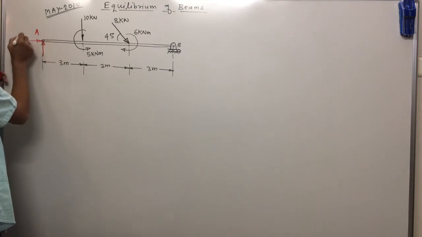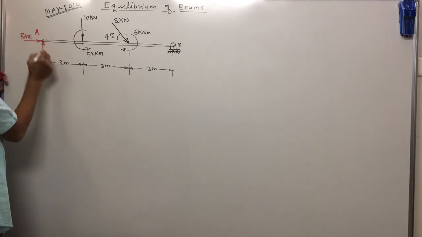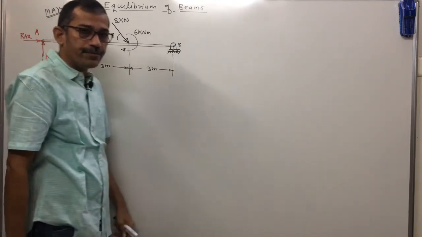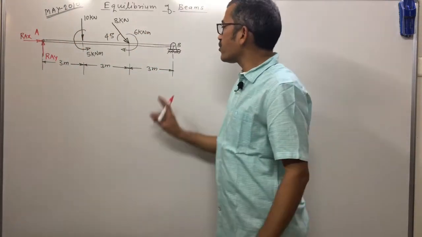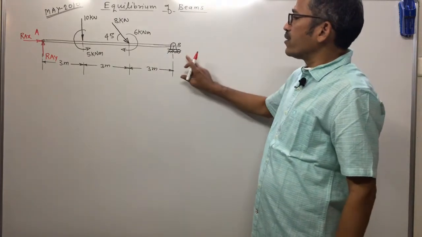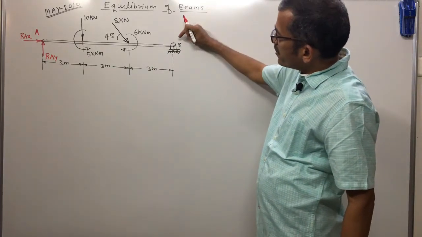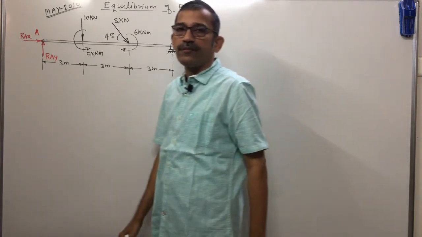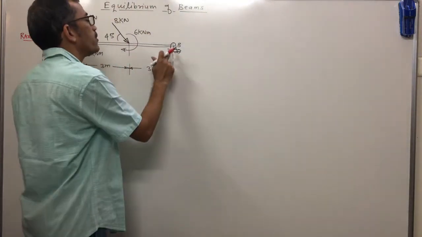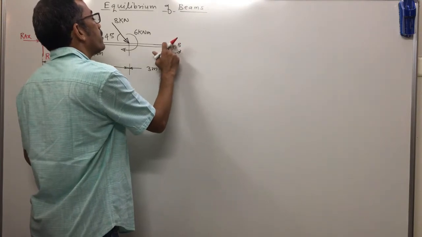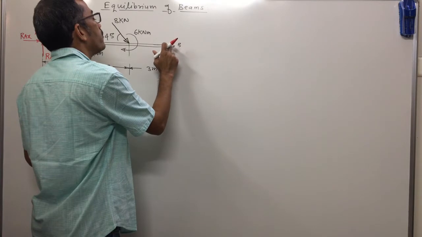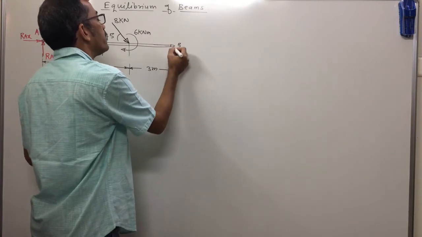Horizontal and vertical components. Horizontal means x, vertical means y. Rx and Ry. Simple. Next support is roller support. The motion of A and B is restricted in downward direction, so we will get reaction in upward direction. That means for roller support we will get only one reaction perpendicular to contact surface and towards body.